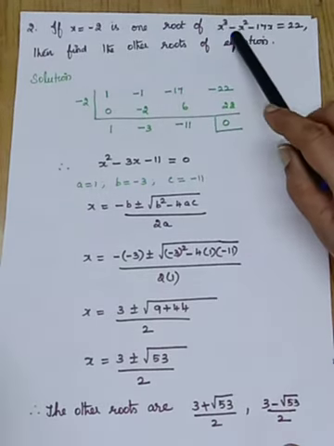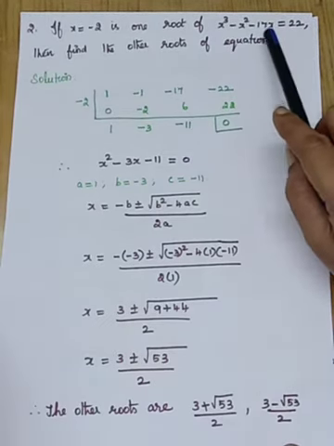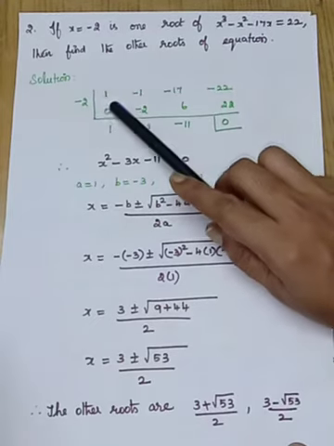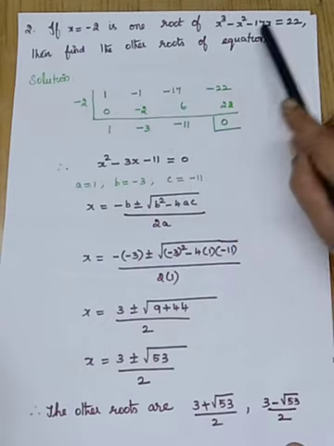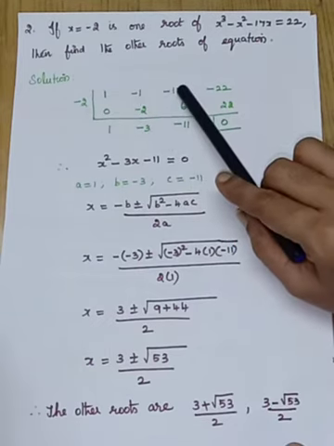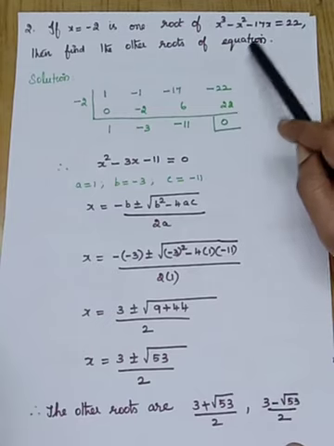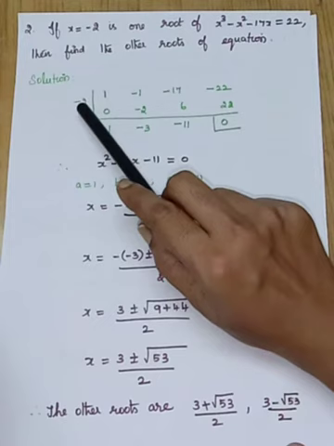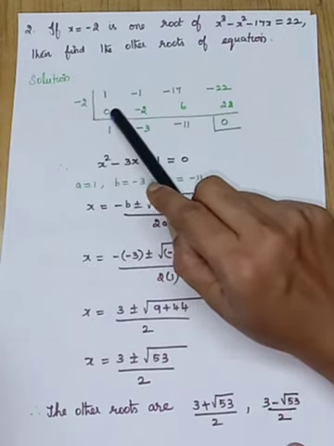For that you have to write the coefficients of x cube, x squared, x and the constant. The x cube coefficient is 1, so here I have written 1. The x squared coefficient is minus 1 and the x coefficient is minus 17, and the constant is minus 22, so I have written minus 22. So substitute the root x as minus 2. Okay, so here first you have to put 0.